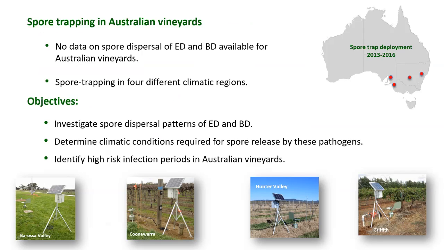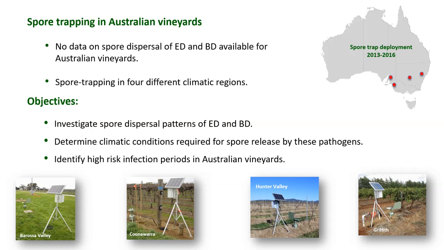So starting in 2013, we did the spore trapping at 4 different climatic regions. Two spore traps were deployed in South Australia, one at the Barossa Valley and one in Coonawarra. And in New South Wales, we also deployed 2 spore traps, one at Hunter Valley and one in Griffith.